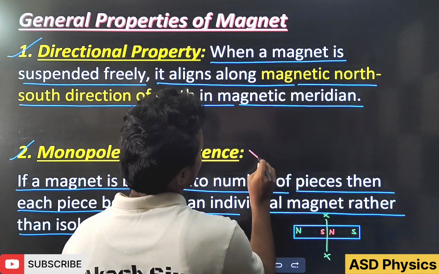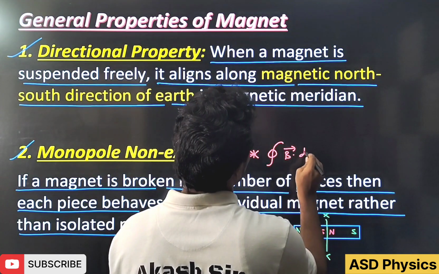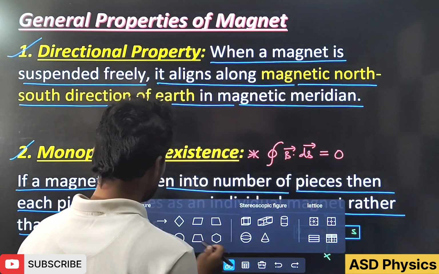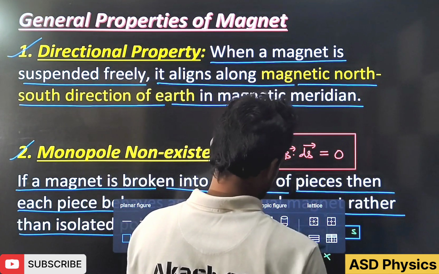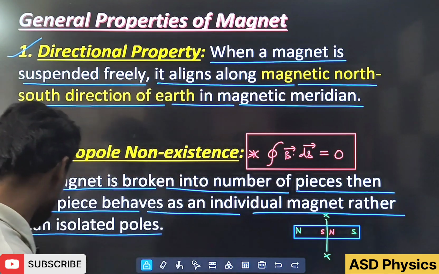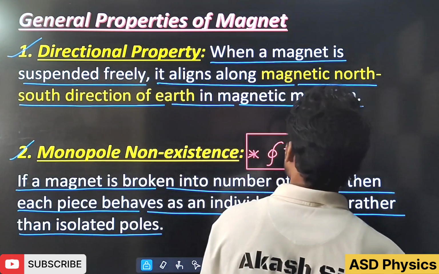And remember that there is one law, Gauss law of magnetism. According to Gauss law of magnetism, closed integral B dot ds is 0, and this is also about the non-existence of magnetic monopoles. Remember that we will learn all these things, not a problem. After that we are going to see further.